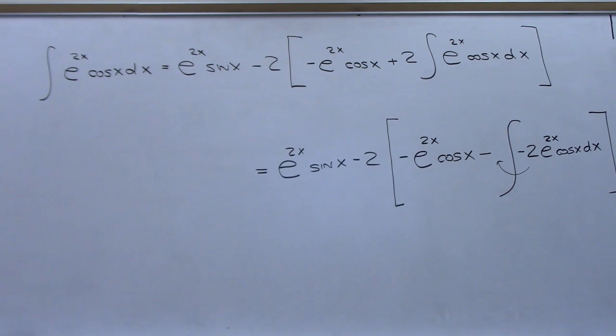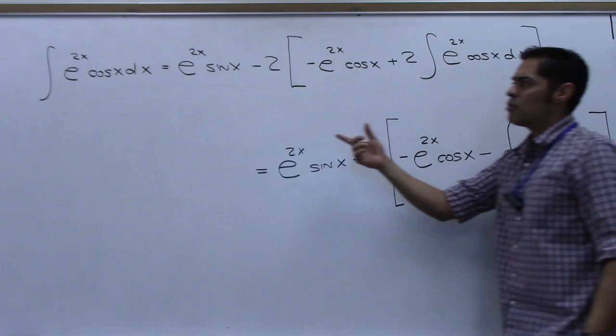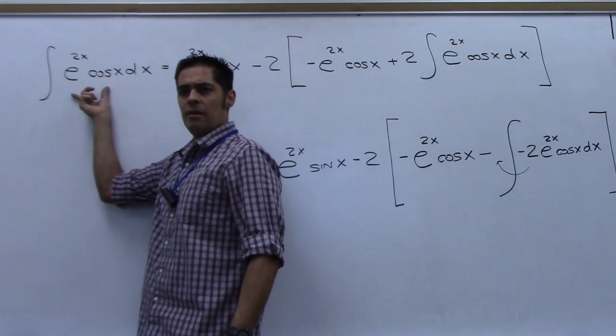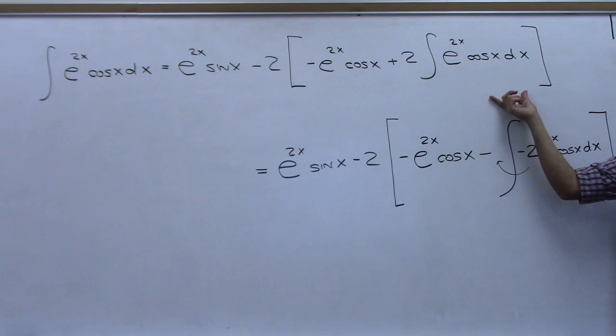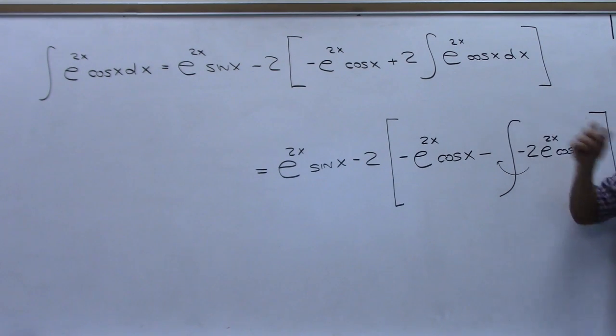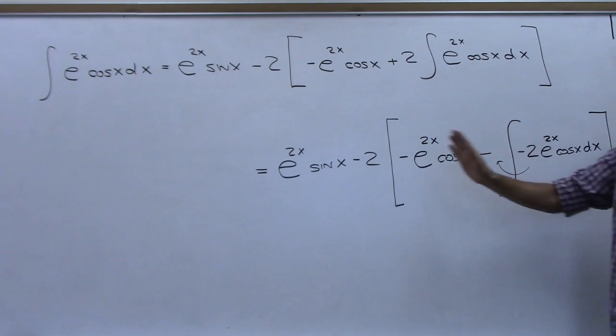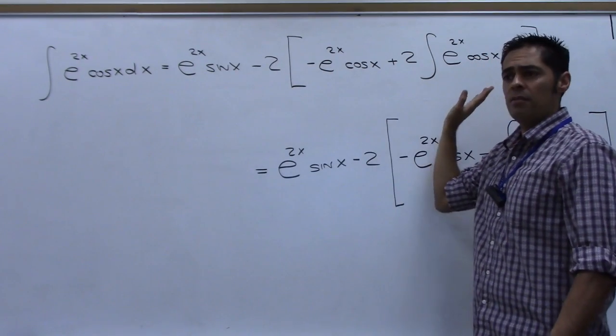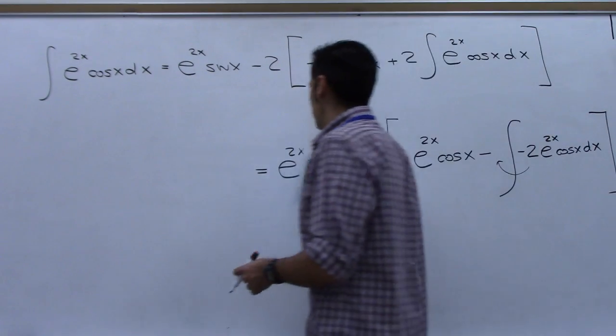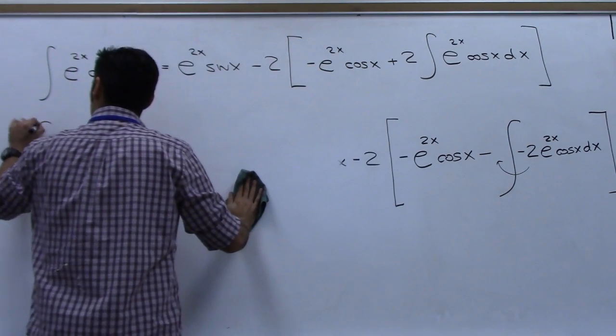Does anybody see something? The integral we're trying to solve for has appeared again on the other side of the equation. That might initially seem like a bad thing, but it's actually a great thing, as you're going to see on the next step. So what I'm going to do right now is pass that negative 2 in the bracket through. I'm going to rewrite the left side again.